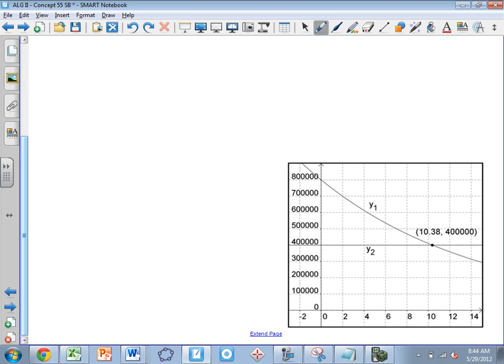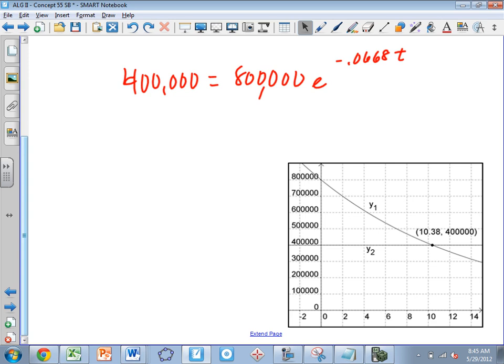Again, what are we doing? We're saying 400,000 equals 800,000 e to the -0.0668 t. That's the equation we're trying to solve right now. And take a look at how we solve it. Again, we plug this into y2, we plug this into y1, and we look for the intersection of those curves.